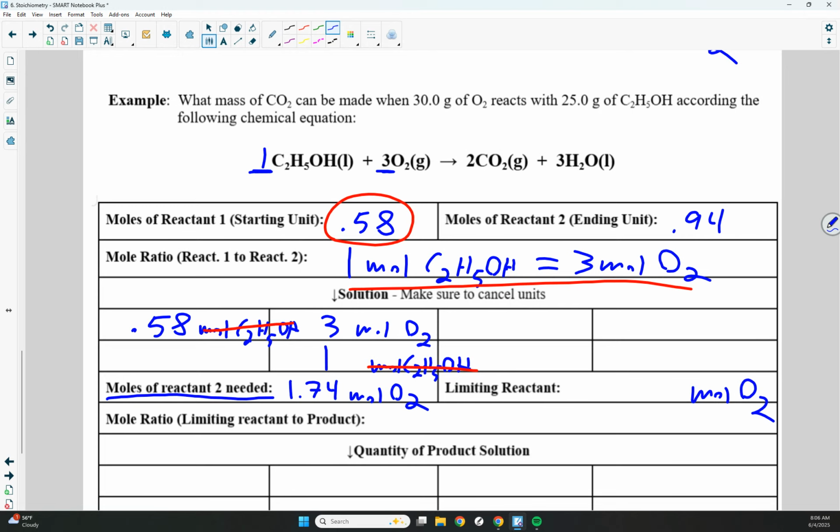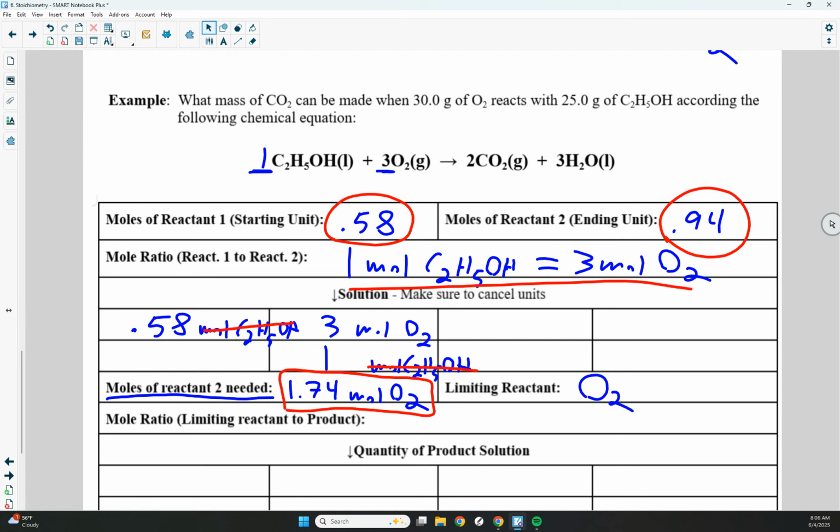Now we're going to look at how much I actually have. We're going to compare here. So I need 1.74 moles of O2. But when I look up here in the top right, I see that I only have 0.94. So I don't have enough, in other words. So that means that the amount of oxygen I have is going to limit how much of the product that I can make. So my limiting reactant is oxygen.